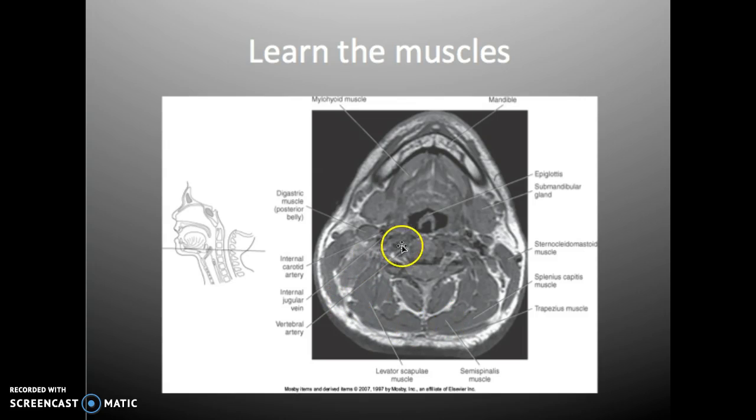out here. Your vertebral artery is running right there, so when you see the body, we did the labeling last week, so here's your body, and you can see that your vertebral artery is running right through there. You have your internal jugular and your internal carotid artery also.